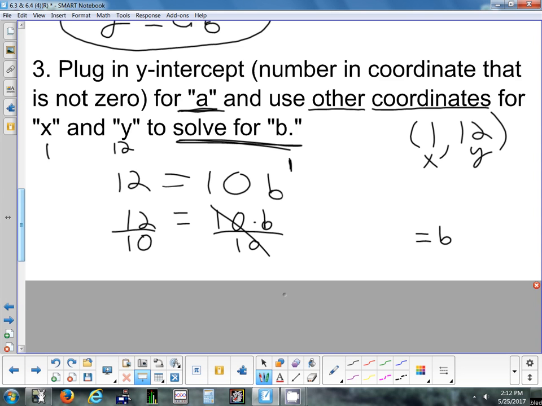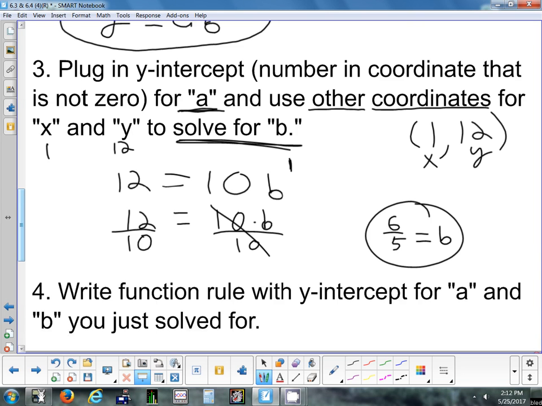Let's leave it as a fraction. That's okay. Yeah, 6 over 5. What did you reduce by, Antonio? What number did you use? 2. Okay. Right. So now we've got A. What was A? 10. What's B? B is 6 over 5. Right?